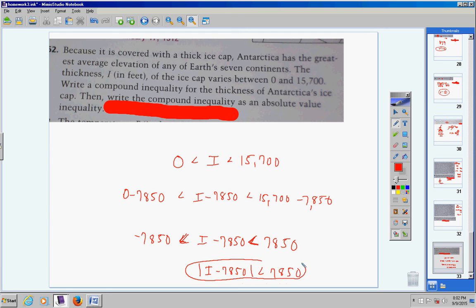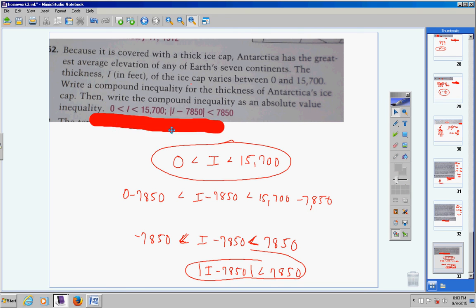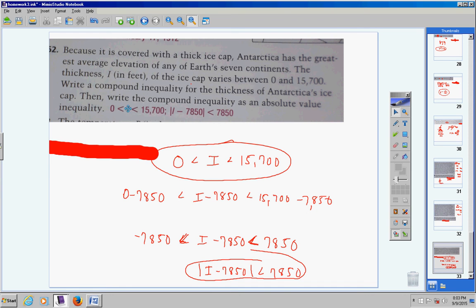So they asked us to do two things. Write a compound inequality. There it is. There's my compound inequality. Right here, write a compound inequality, and then write an absolute value inequality. There it is. Let's see how we did. Hopefully okay. Yep, there's my compound inequality. There's my absolute value inequality. Okay, so not too bad.